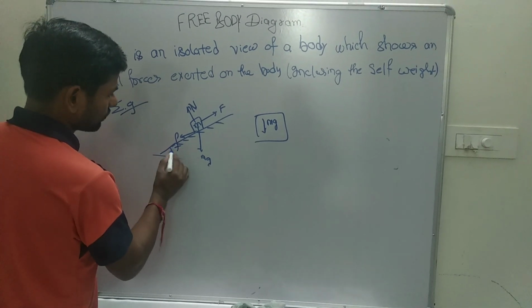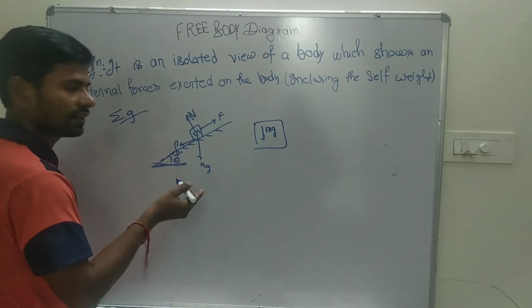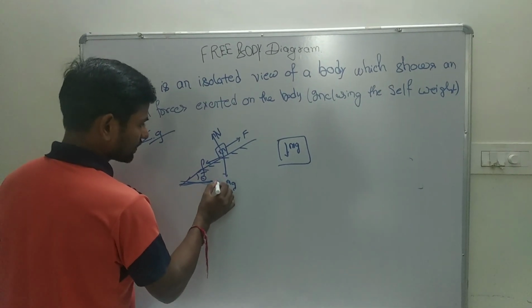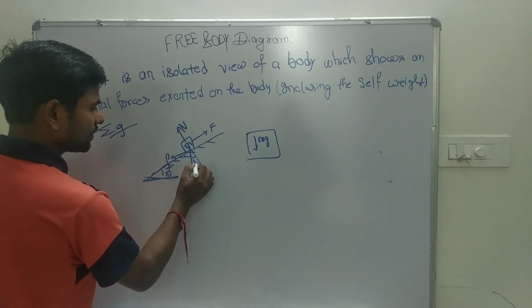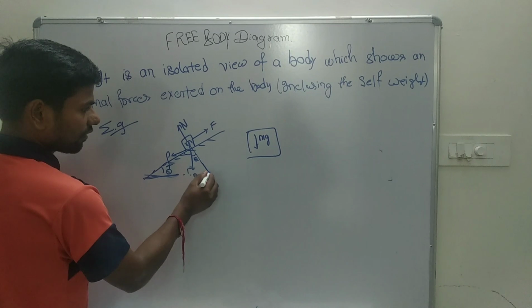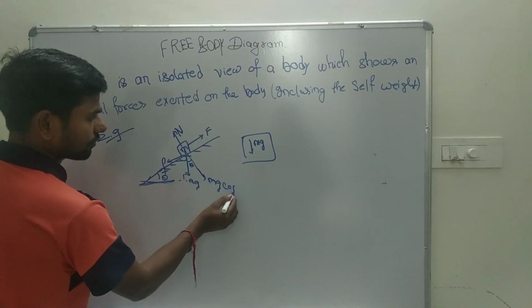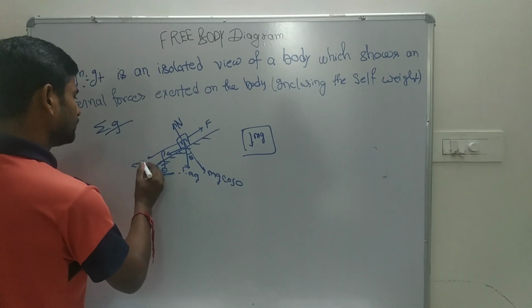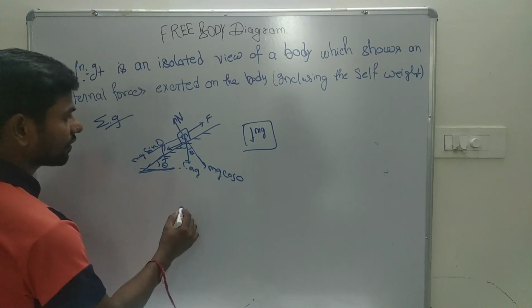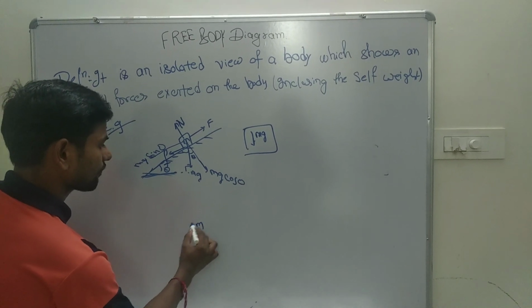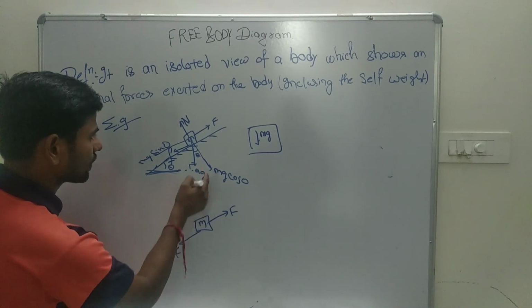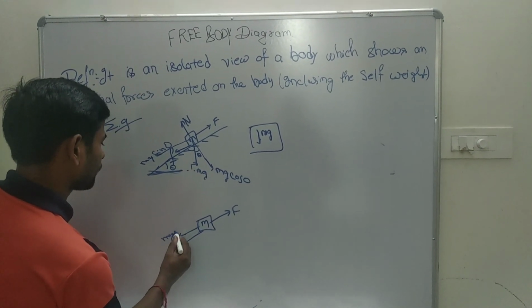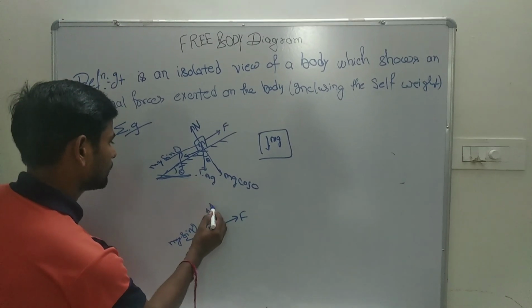Suppose the inclination of this plane is theta from the horizontal. Then we consider this triangle. If this is theta, this is 90 degrees, this one is 90 minus theta, and this one becomes theta. Then this one becomes mg cos theta, and this one becomes mg sin theta. I will show you a clear view. Suppose this one is our mass on the inclined plane, this is our external force, this is the frictional force, this is the component mg sin theta, and this is our normal, and this is our mg cos theta.